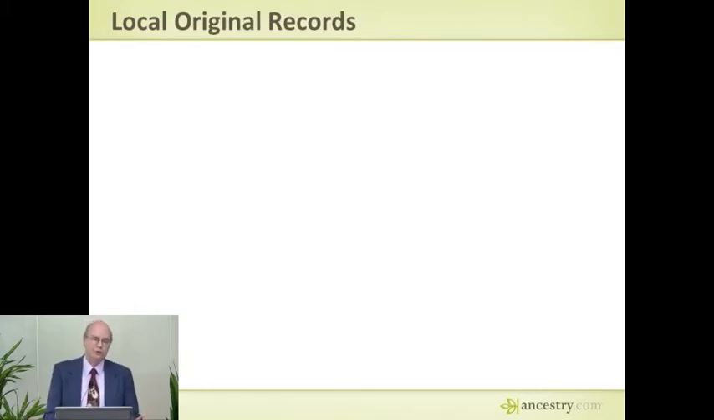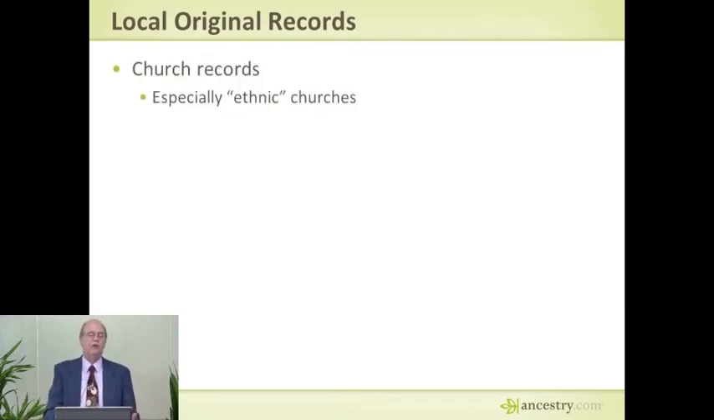Once you've exhausted those sources, then you can move into what we call local original records. These are the records created when your ancestor was living there in the very locality where they lived. Church records are where I specifically like to go. Especially I like to look for ethnic churches. Churches that members of that ethnic group, that Italian or that Irishman or that German would attend.